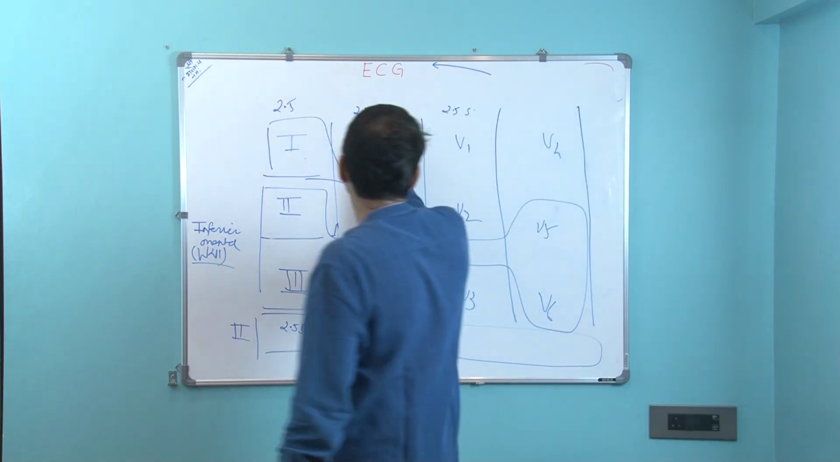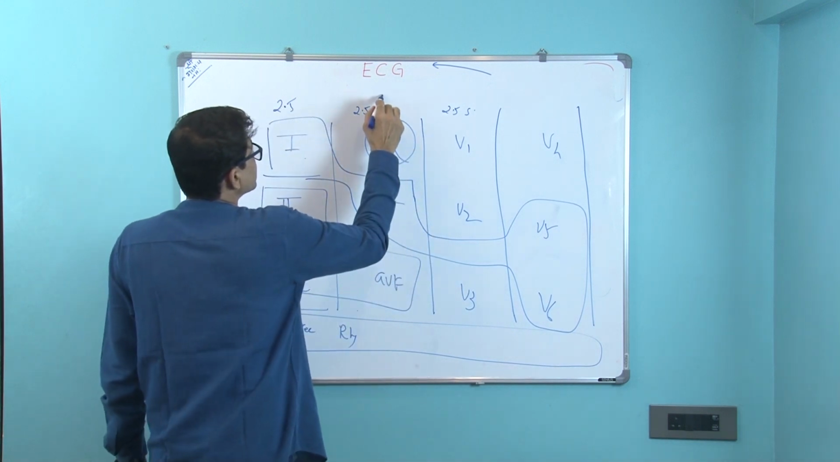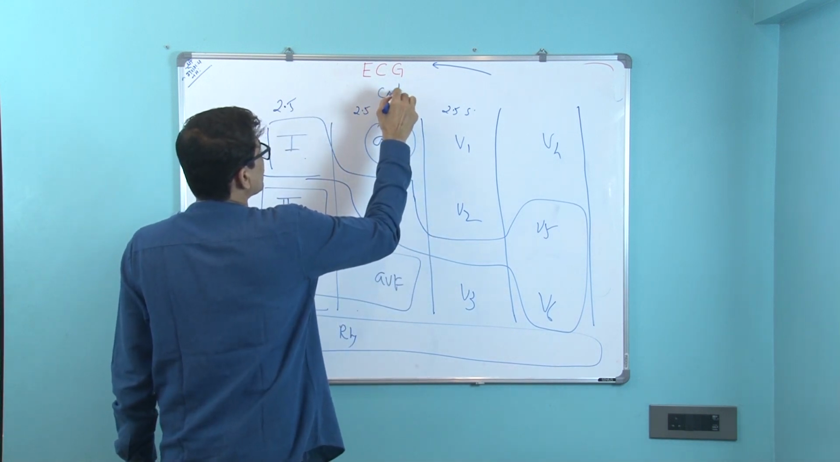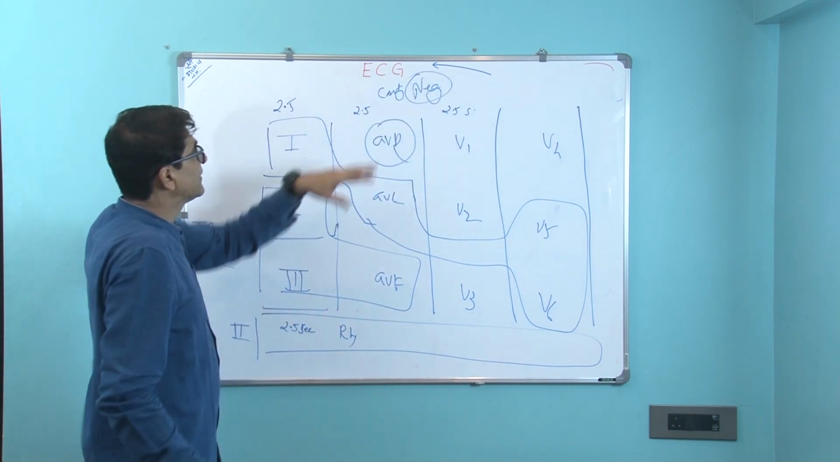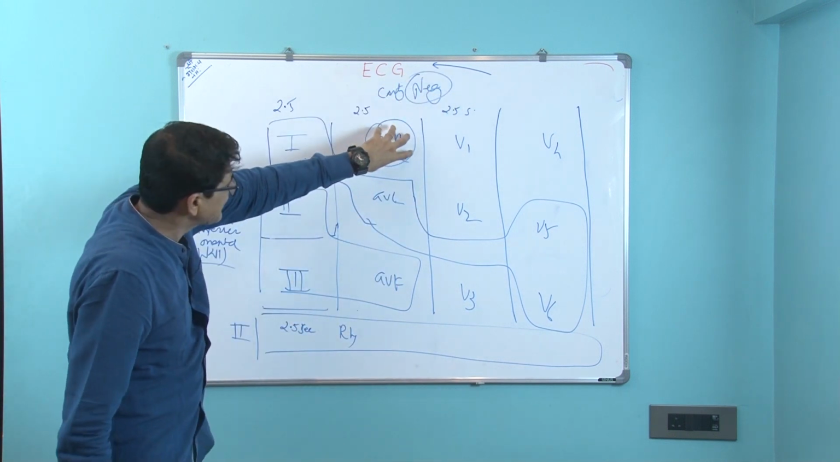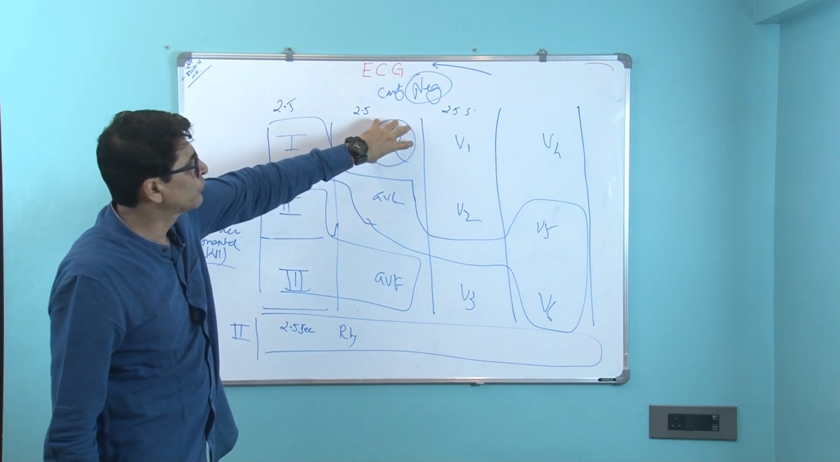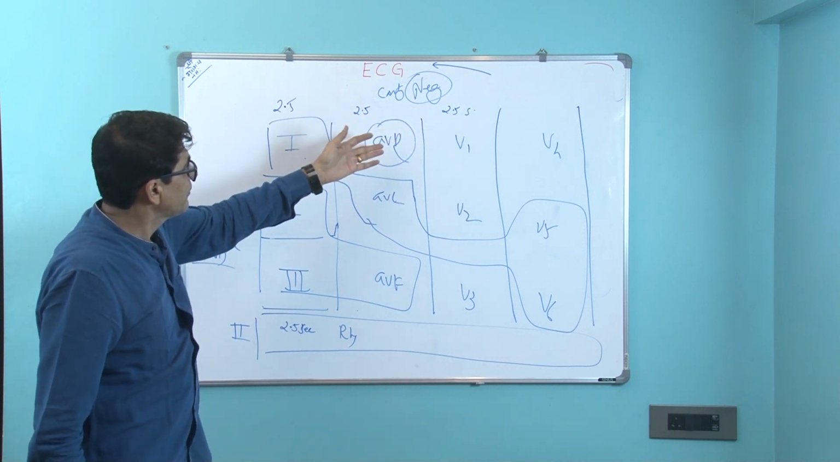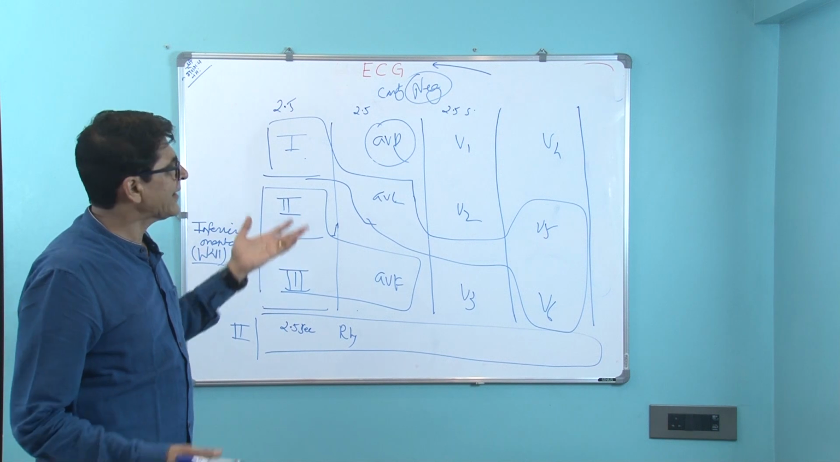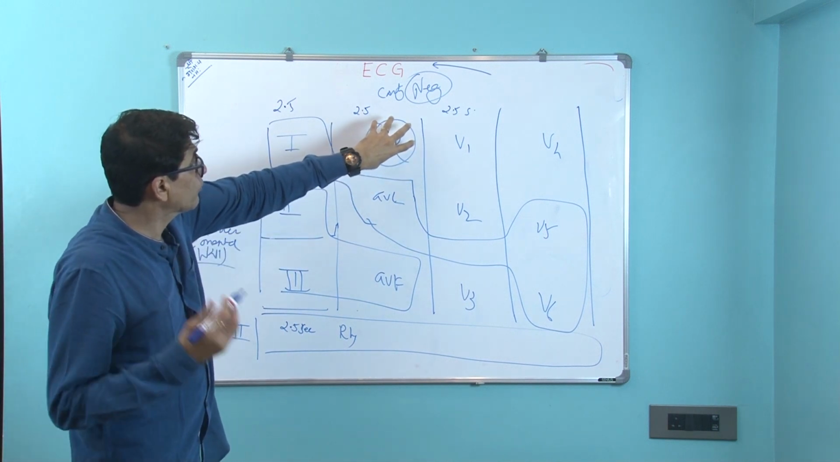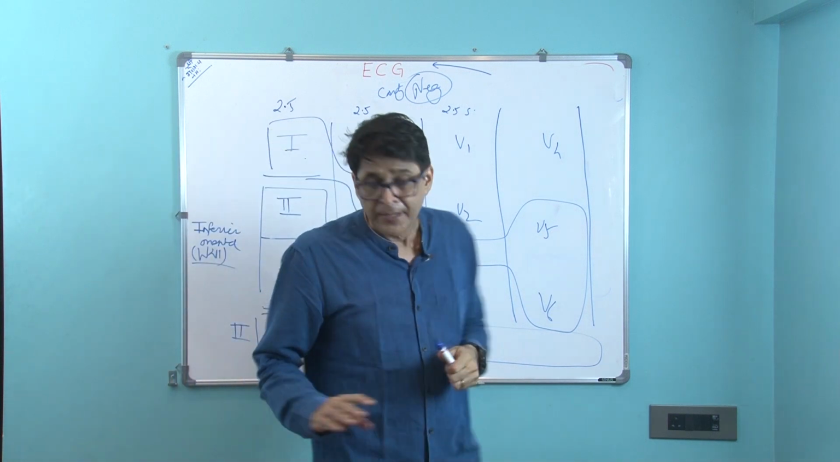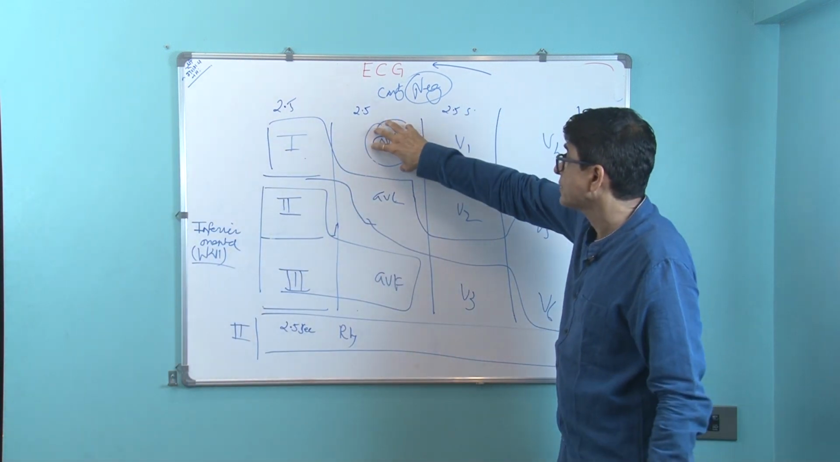So AVR is towards the cavity of the heart. Most of the deflections are negative: P, Q, R, S, T, all deflections are negative. But it is very important in acute coronary syndrome. Previously we used to find it a useless lead, there is nothing, but in acute coronary syndrome, AVR is the most important.